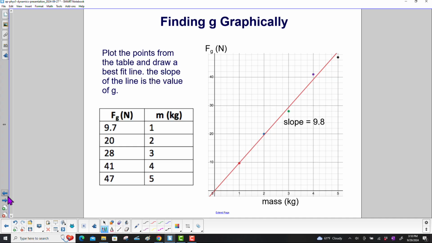Plot the points from the table. The table here, this is the data that we're taking, and draw a best fit line. The slope of the line is the value of g. So our y-axis is F sub g in newtons, and then we have mass in kilograms. We have our data points, see there, here's another one. The best fit line comes up with a slope of 9.8, which is the value of g.